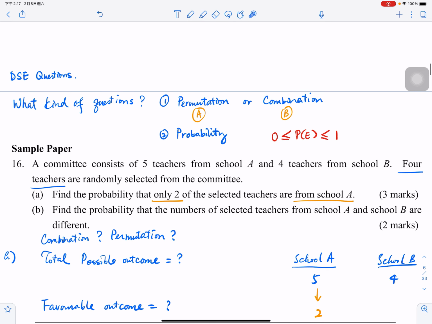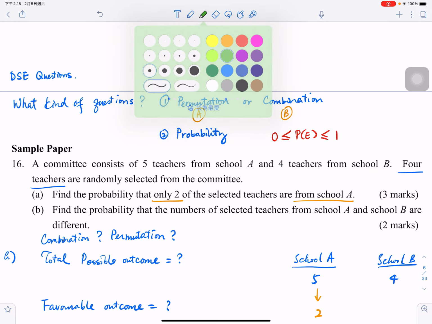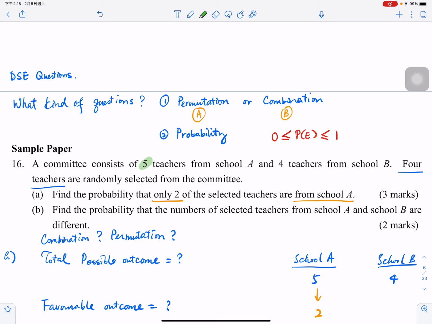Let's see. This is a sample paper, question number 16. Study the question now. A committee consists of 5 teachers from school A and 4 teachers from school B. You can highlight 5 teachers from school A and 4 teachers from school B. Now 4 teachers are randomly selected from the committee. So all of them, and then we select 4 teachers. This is the situation.